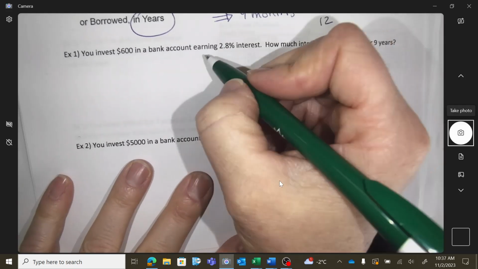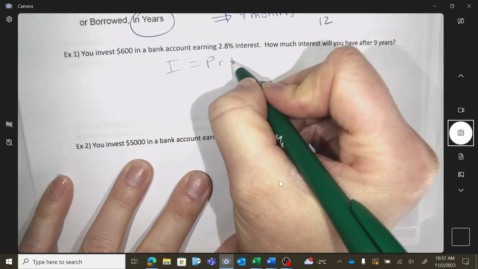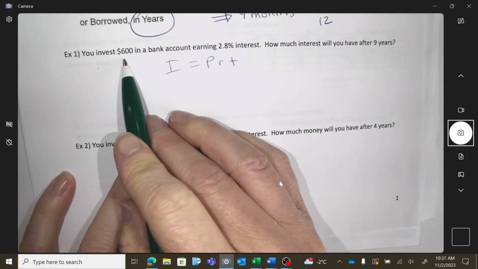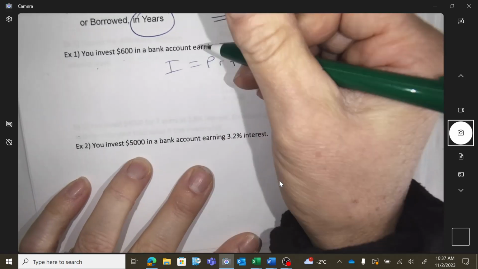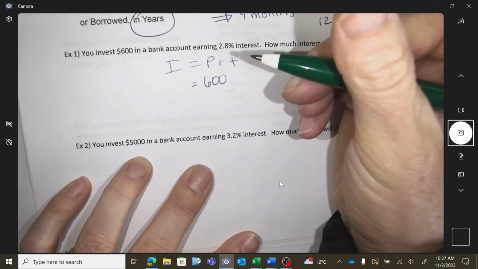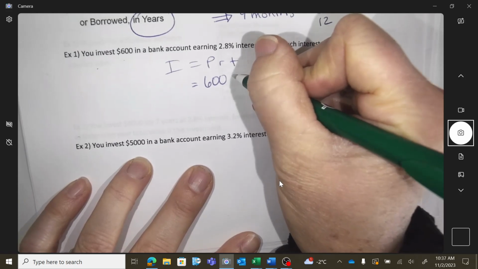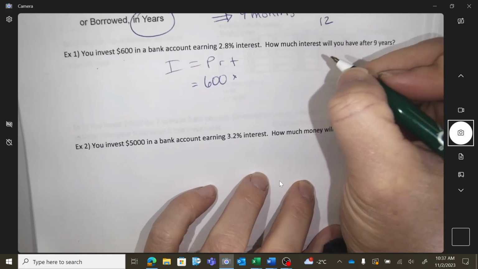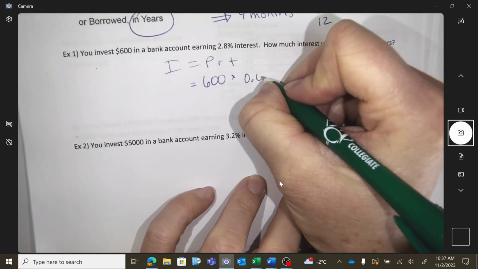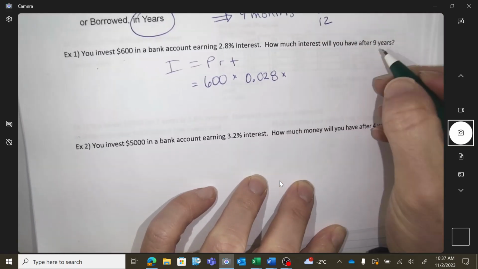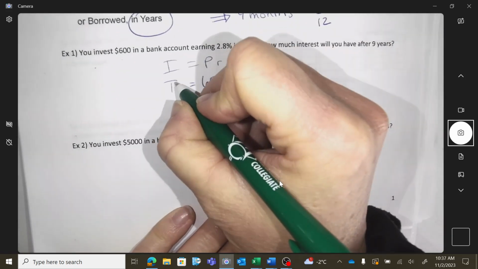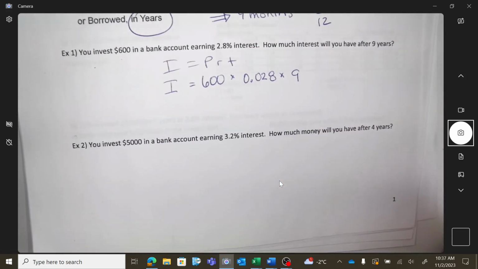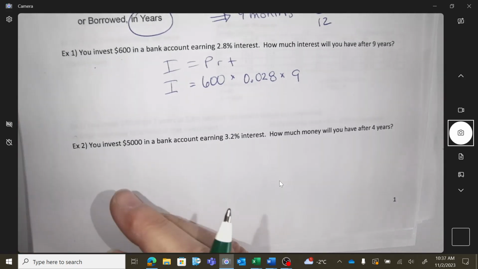Okay, here we go. Interest equals PRT. You invest $600, so that's your starting money. The rate is 2.8%, so change that by 2 decimal places, for 9 years. How much interest do you get?